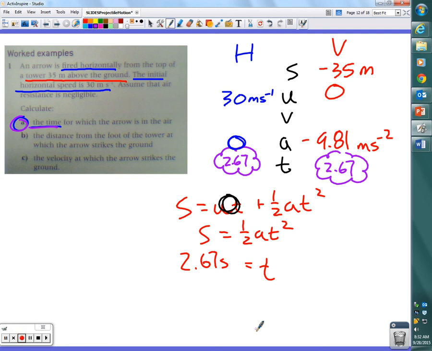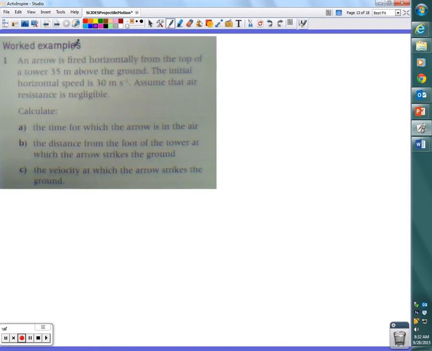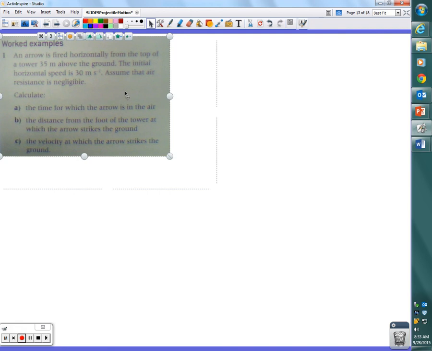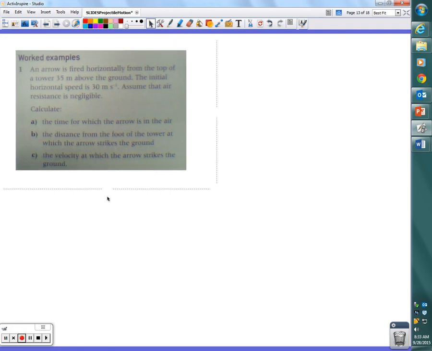All right, let's take a look at part B. So part B says the distance from the foot of the tower at which the arrow strikes the ground. I'm going to do this in blue, even though I said I was going to do the last one in blue. I didn't, for a reason. So, distance from the foot of the tower at which the arrow strikes the ground.